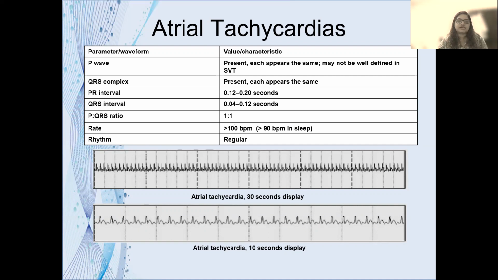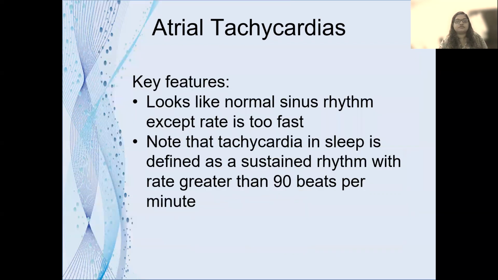Why do we call it atrial tachycardia? Because there is abnormality only in the P wave. There are no problems in the QRS complex. So this is above the ventricles, which is less serious than the ventricular tachycardias.